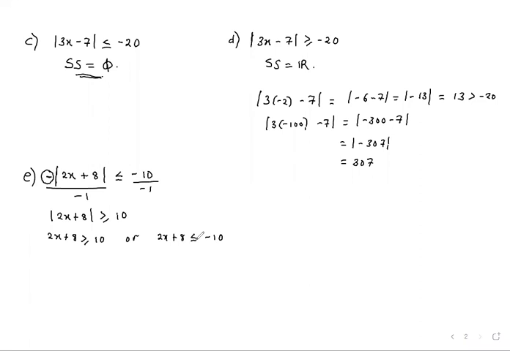So for the first one, 2x is greater or equal to 10 minus 8, giving us 2x greater or equal to 2, divide by 2, divide by 2. So x is greater or equal to 1. Or 2x is less or equal to negative 10 minus 18. So that 2x is less or equal to negative 28.